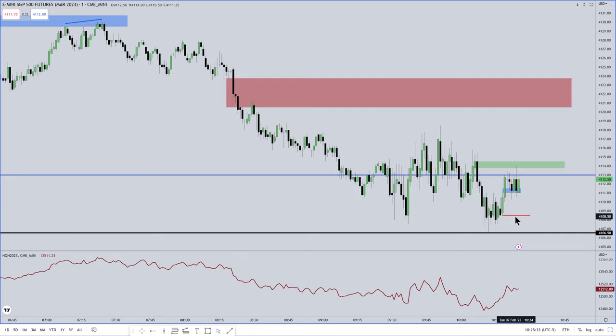So we have a fair value gap in here. A swing high is broken. Volume imbalance. Watch and see if there's any reaction after repricing to it in here.